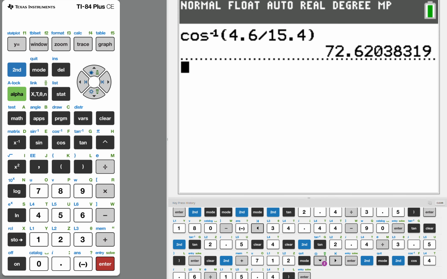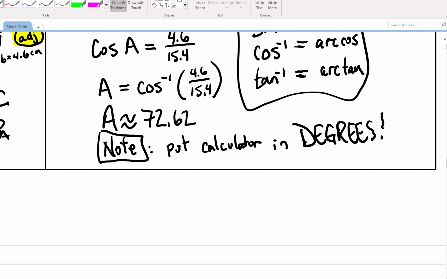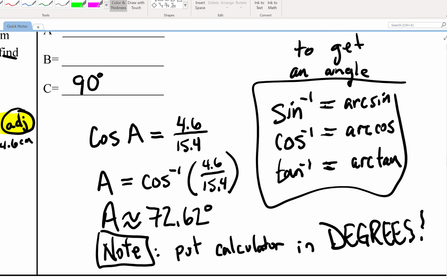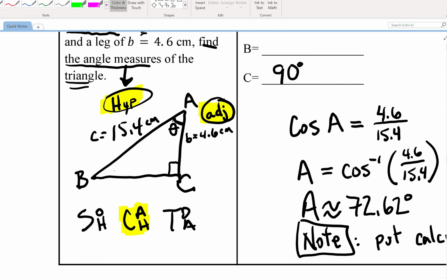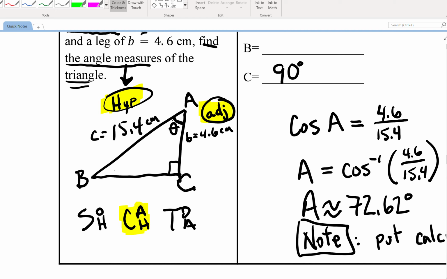72.62. Is that what I said? 72.62. Yes. So this is 72.62, and it's in degrees because it's an angle. So I'm going to go up here and write 72.62 degrees. And from here, I'm going to just use the triangle sum theorem to get B, because that's a lot easier. I could do the same thing again, and then label this for B.